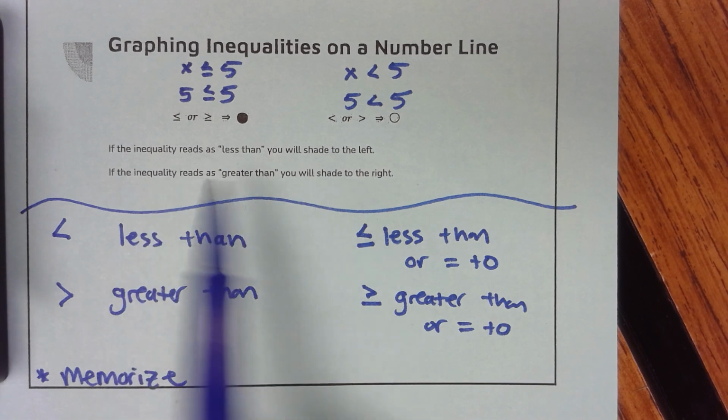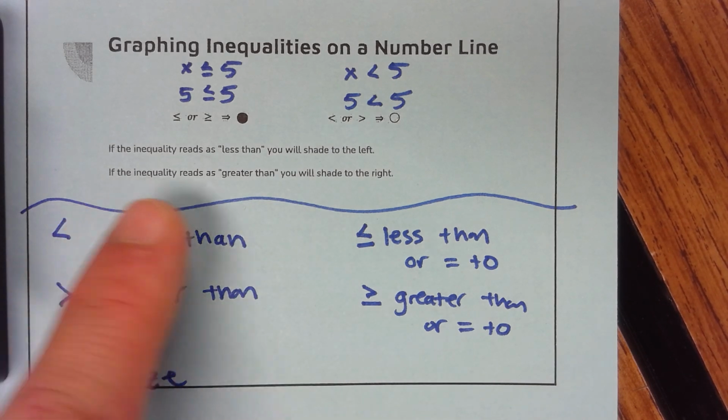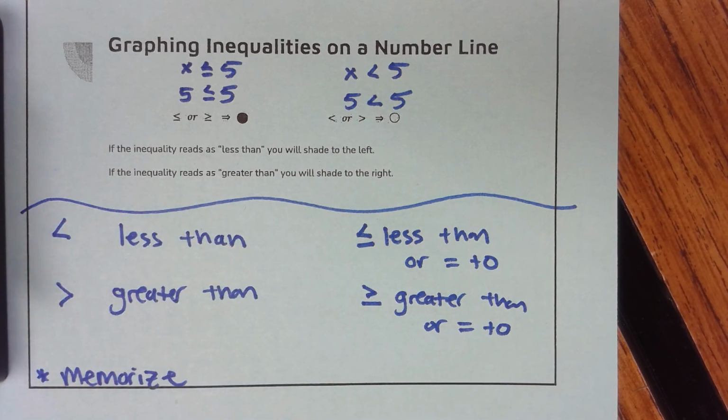The last part is we're going to shade values. If we have a less than symbol, we're going to shade to the left because on a number line, all the numbers to the left of the number we get are smaller than that original number. And then greater than, we're going to shade to the right. Okay.